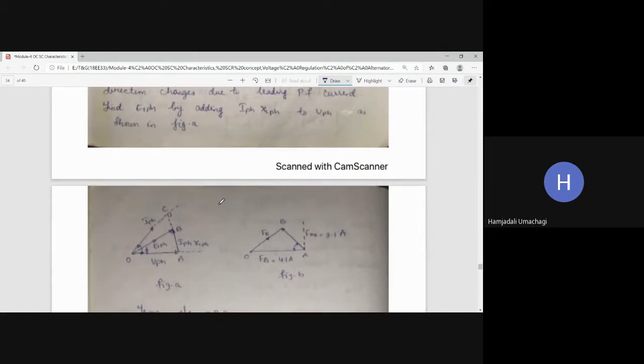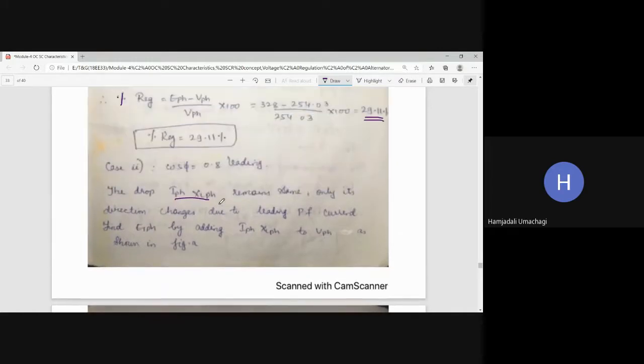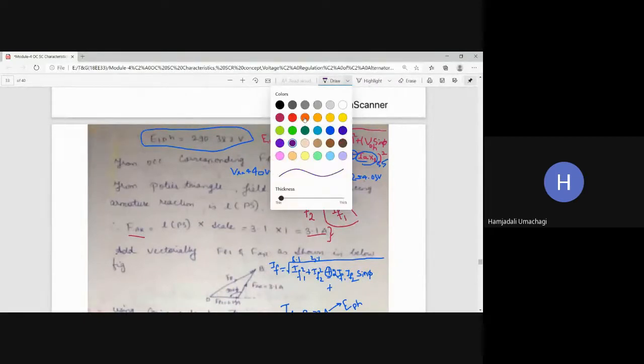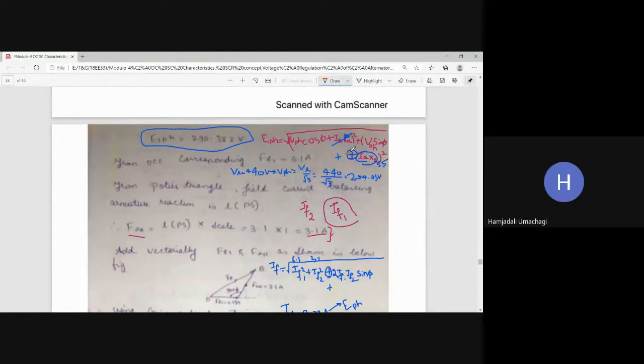Now next you write, calculate IF1. Calculate IF1 by using the formula E1PH equal to... all of you write down this formula once again. E1PH is equal to square root of (V phase cos phi plus IARA) whole square plus (V phase sin phi). Now in place of plus sign, you should take which sign now? Minus, sir. Now you consider minus here. Rest of the things are same.